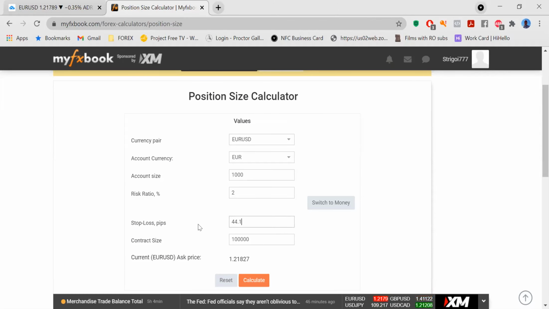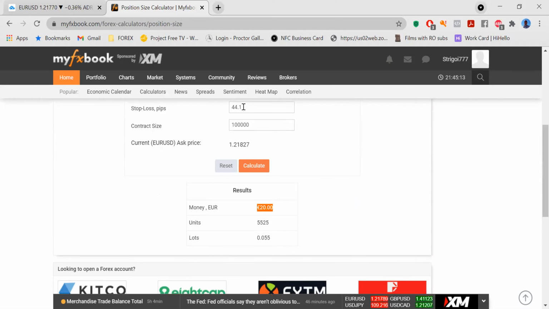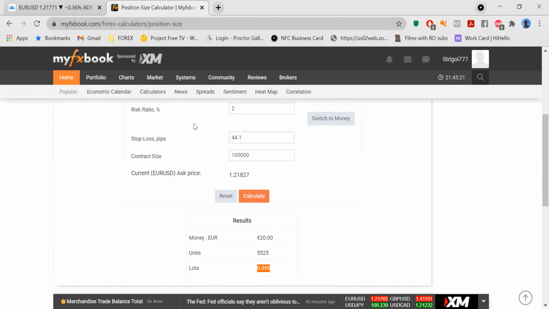44.1. What happens to my lot size? Well, it's going to shrink. Why? Because I'm still only risking 20 euro, but this time it's a 44 pip stop loss. So my lot size has to shrink. What if my stop loss was only 10 pips? Well, then my lot size would grow. So I really, really hope that makes sense to you guys.